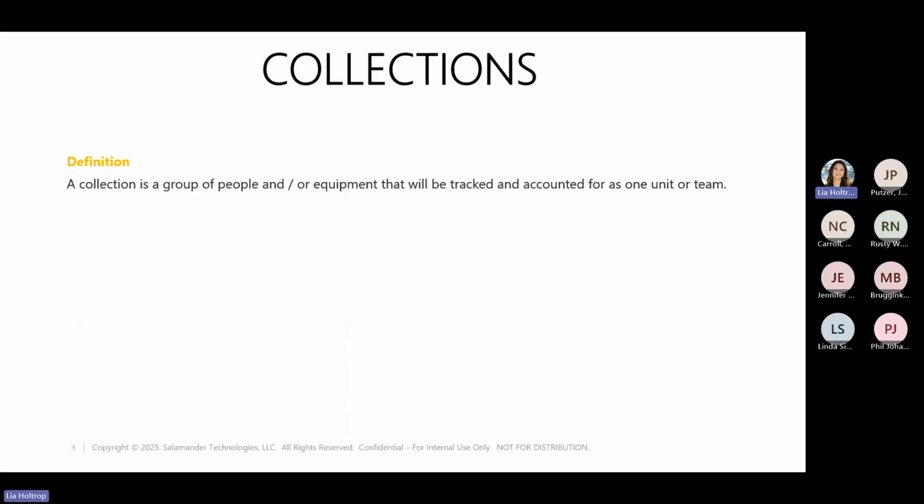So first, let's define what a collection is. This is a term that we as Salamander use to define a group of resources, whether that's all people or a combination of people or equipment, that's going to be tracked and accounted for as one unit or team. So examples would be like a search and rescue team, a hazmat team, a cleanup crew, whatever it is that you want to track as a single unit.